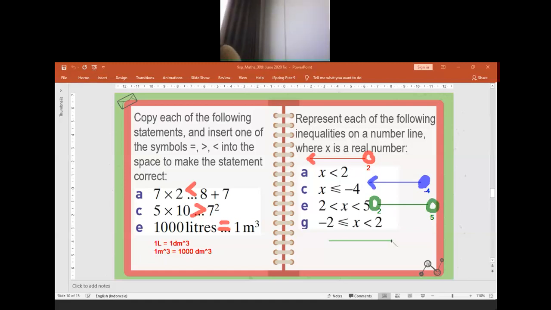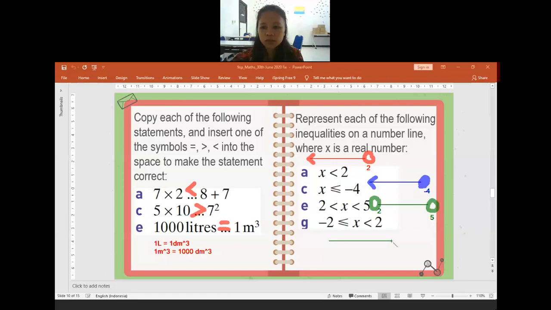Yeah, on the left side, it is always the smaller number. When it goes to the right, the number will be getting bigger. Is that your question, or do you ask a different question? Yeah. Okay then. Now let us continue to question G.